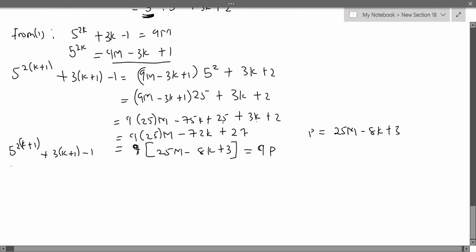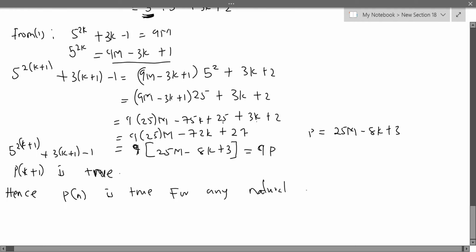So we are done. You are just to conclude that P of k plus 1 is true. So hence P of n is true for any natural number.